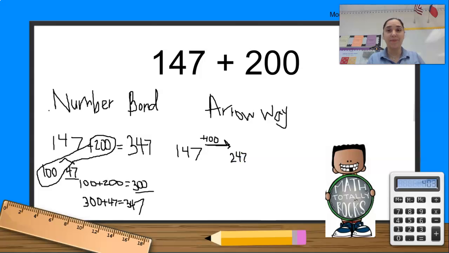What should I do next? Yes, I make another arrow. And I add another 100. Yes, boys and girls, that gives me 347. Look, just like I told you earlier, no matter which way or which strategy you use, when you add hundreds to a number, the tens and the ones stay the same, boys and girls.